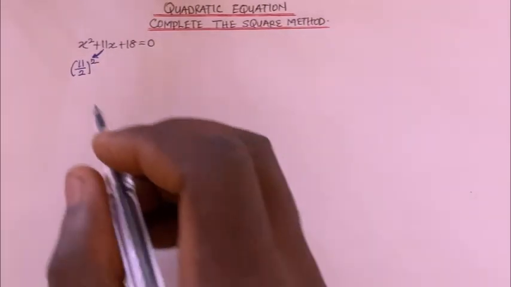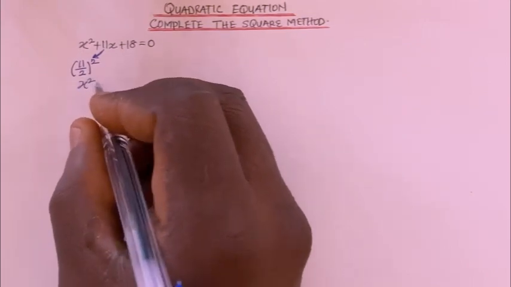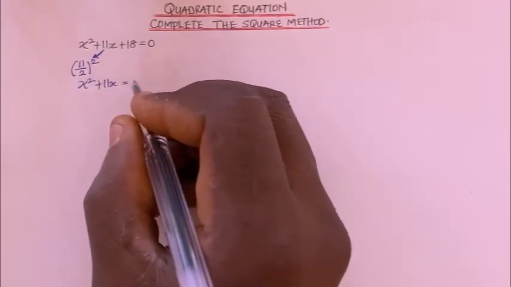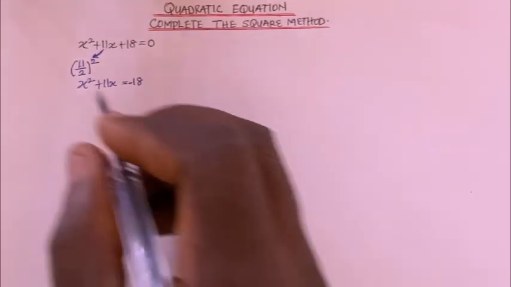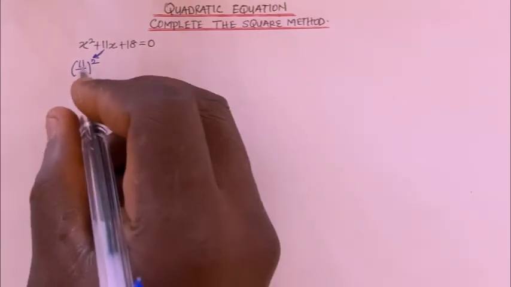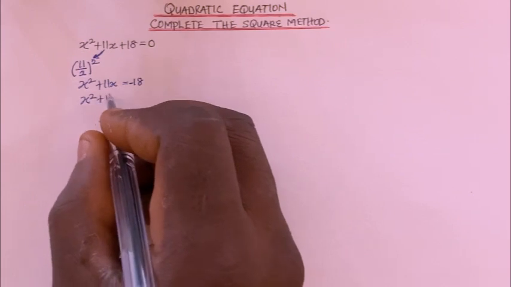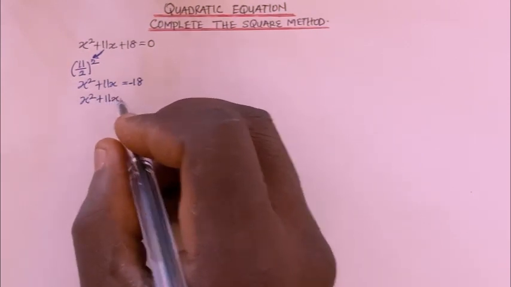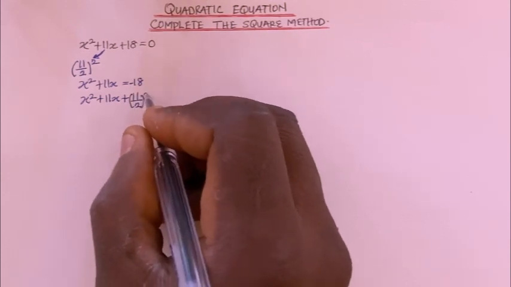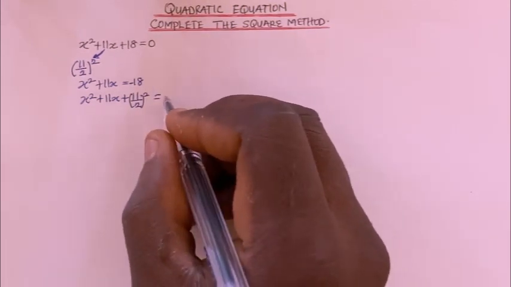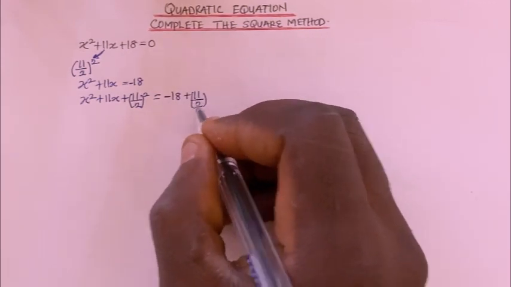After that, we are going to rewrite this expression like this. That's going to be x squared plus 11x equals to, that will be minus 18. Now after that, we are going to add this to both sides. We add 11 divided by 2 all squared to both sides so that we have x squared plus 11x plus 11 divided by 2 all squared, equals to minus 18 plus 11 divided by 2 all squared.